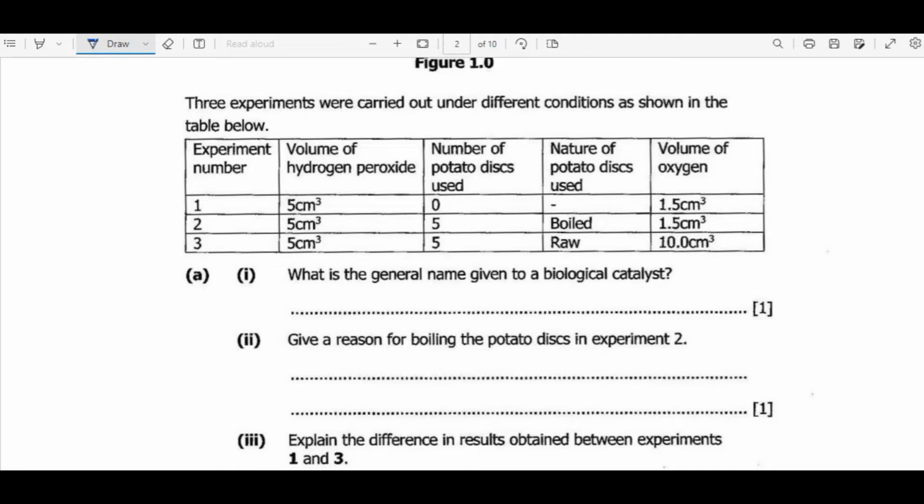Then in terms of volume of oxygen, 1.5 cubic centimeters was produced for experiment 1 and 2, but 3 gave us 10.0 cubic centimeters. Then let's go to question A1. What is the general name given to a biological catalyst? So we are looking at the enzyme.